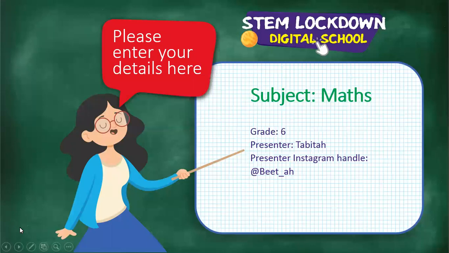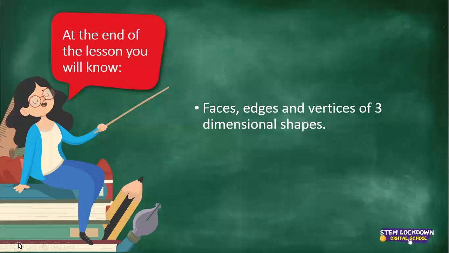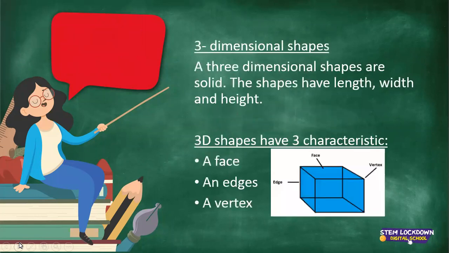So today we're still continuing with our three-dimensional shapes. What we'll be looking at today is faces, edges, and vertices of a three-dimensional shape. By the end of this lesson, you should be able to identify faces, edges, and vertices of three-dimensional shapes.